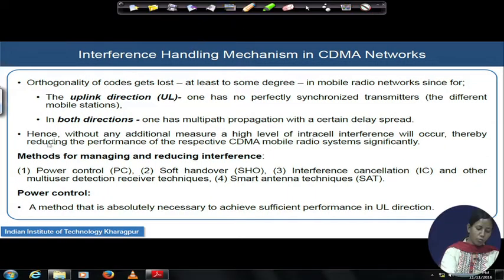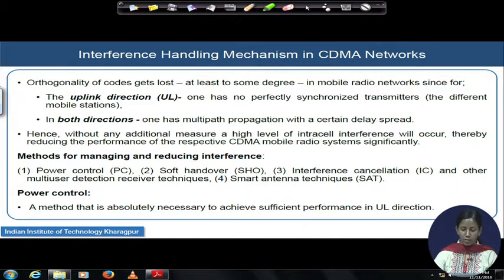So, after understanding that interference handling is required, let us revisit the different mechanisms that we will discuss here. The first one is power control, the most popular one, without which the fast generation of mobile networks could not be deployed even until today. It is kind of a mandatory step. Then another one is soft handover, third is the interference cancellation scheme inside the MUD, multi-user detection receivers, and fourth is the smart antenna techniques. We will quickly visit the power control mechanisms.